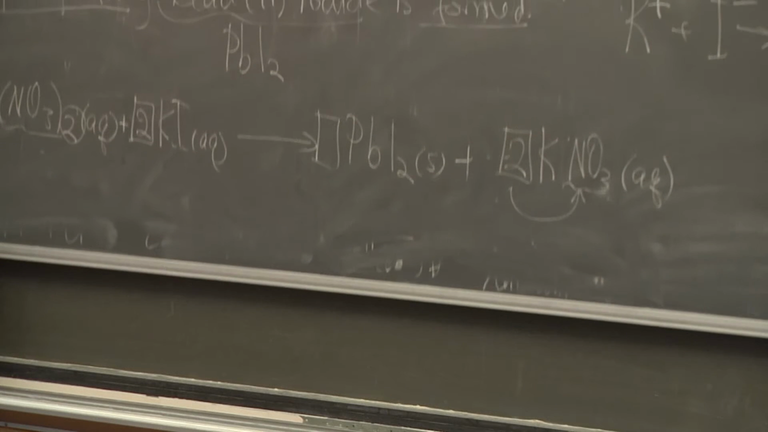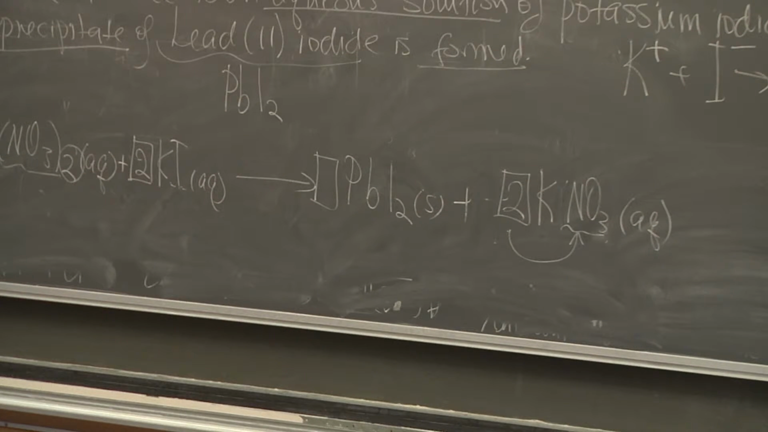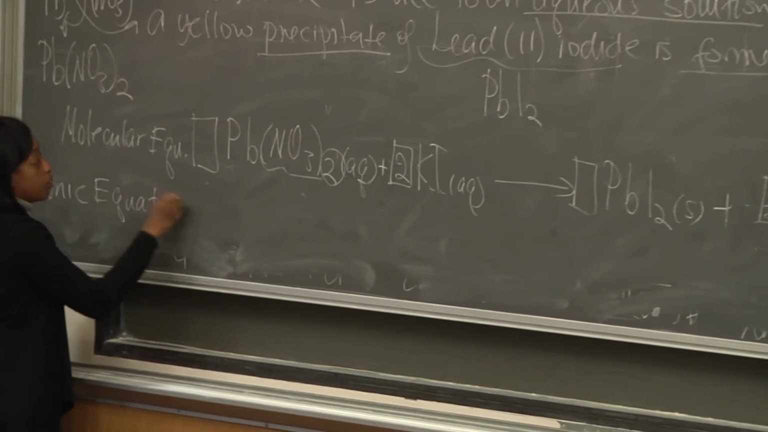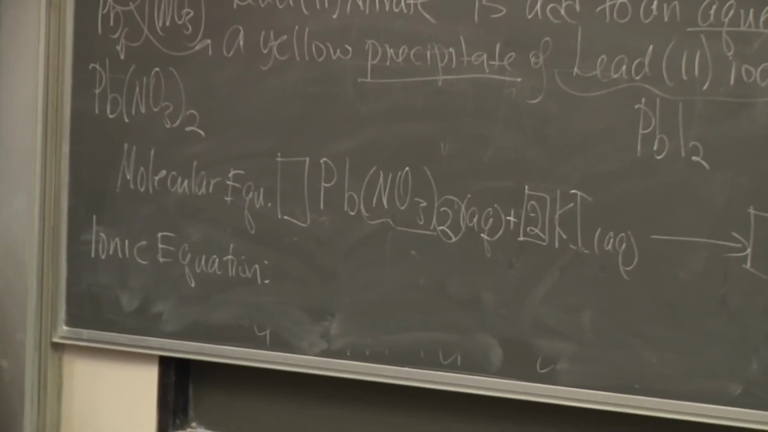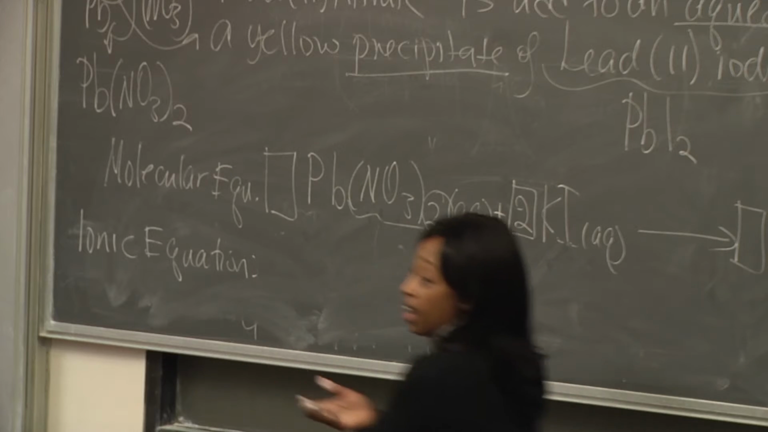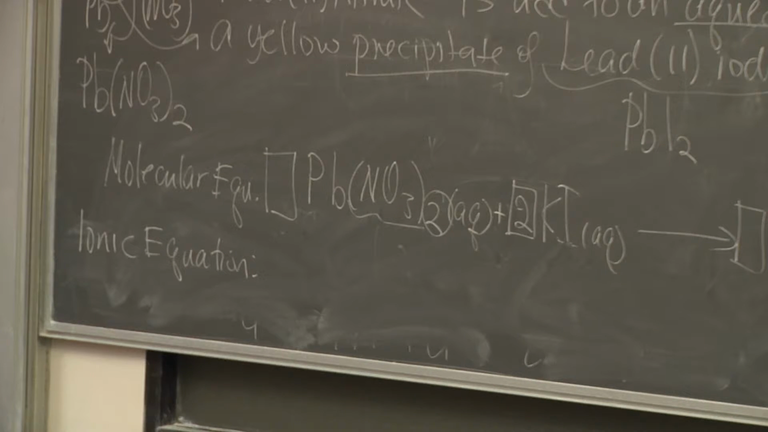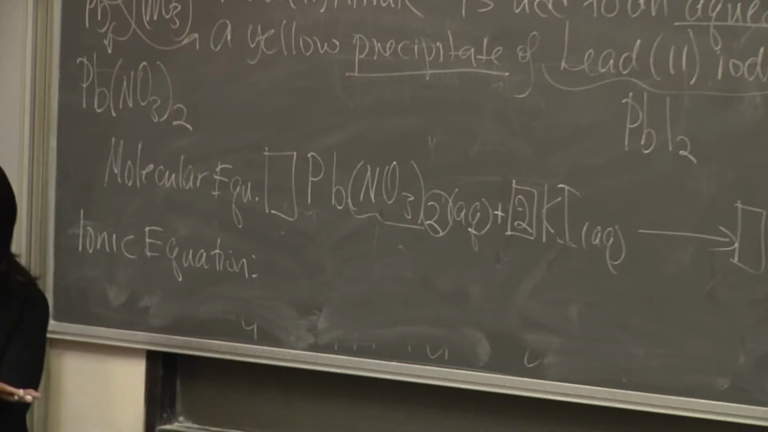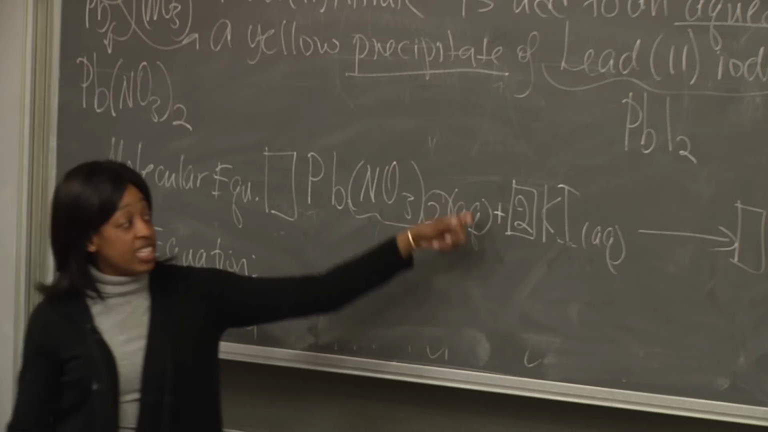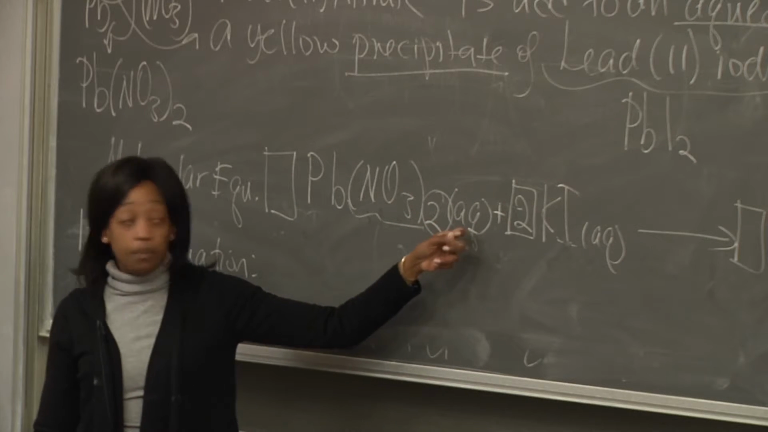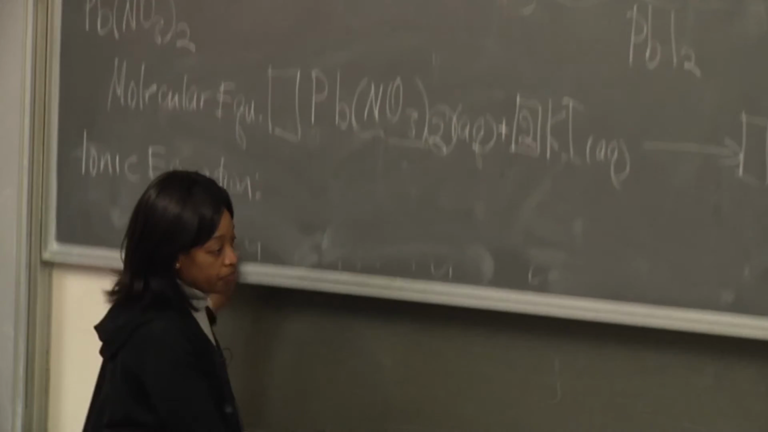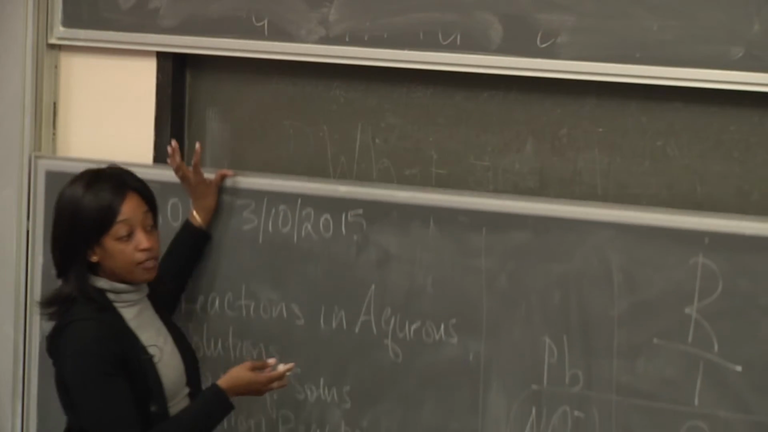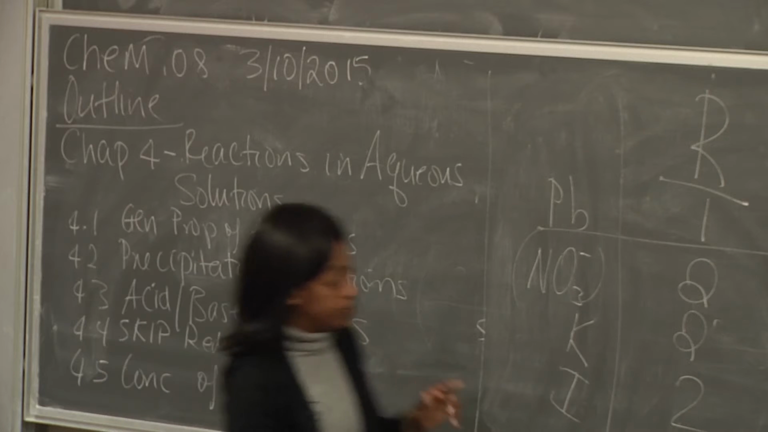Okay, so if this is our balanced molecular equation, how would you determine your ionic equation? This is where the definition of electrolytes in solution comes in. If your solute is ionic, it will dissociate in solution, and that's what this aqueous symbol means. It means it's already dissociated. So, did you already cover hydration? No. Okay.